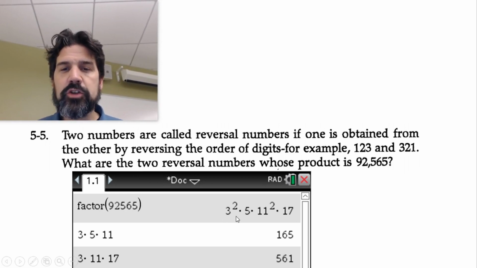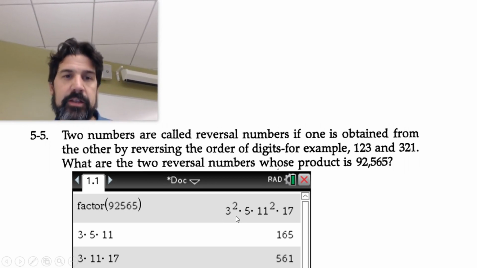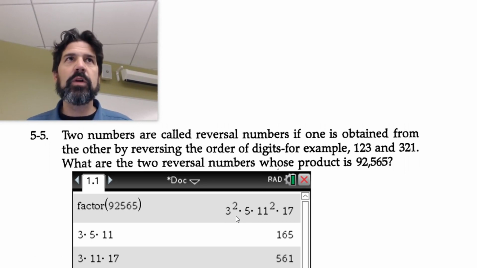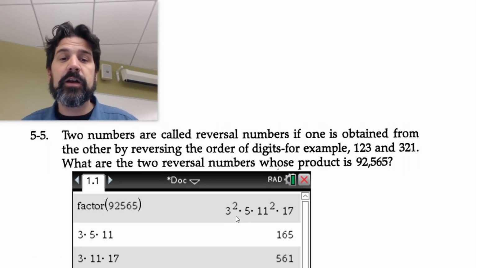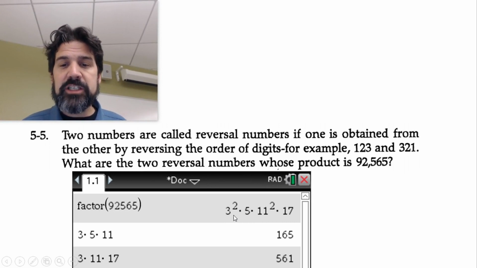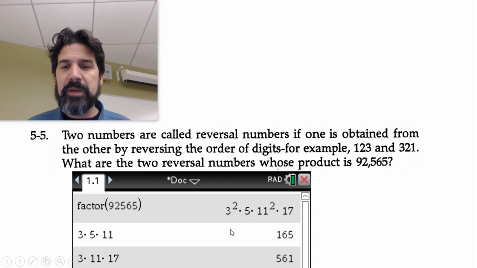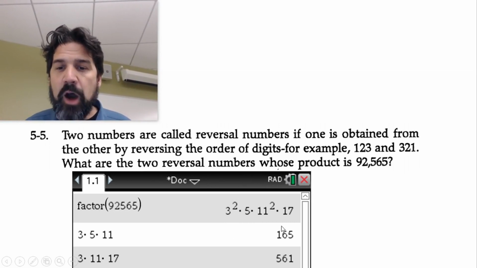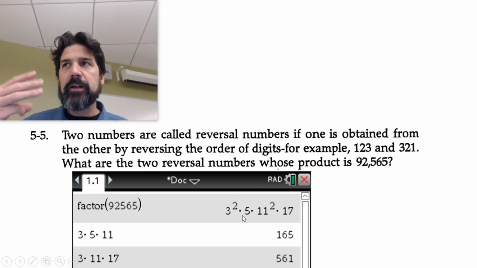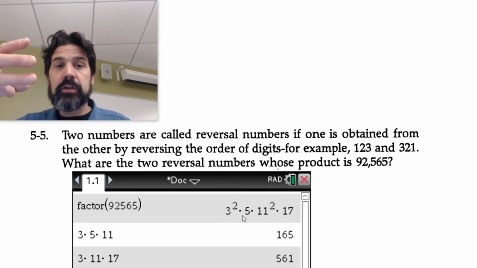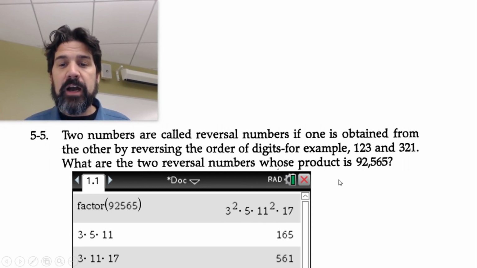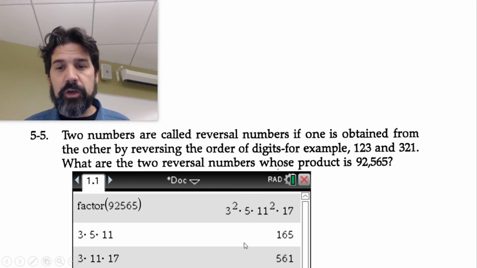So basically, your 2 numbers, one of them is going to have a factor of 3, and the other one will also have a factor of 3. So I'm going to take the 3 squared and split these 2 3s up. I'm going to basically build my 2 numbers out of these factors. So I've got the 3 squared. I'm going to put a 3 for one and a 3 for the other. 5 has to only go with one of the 2.